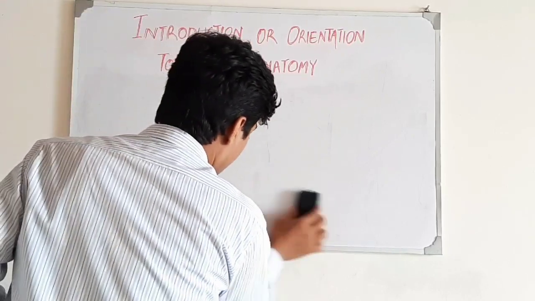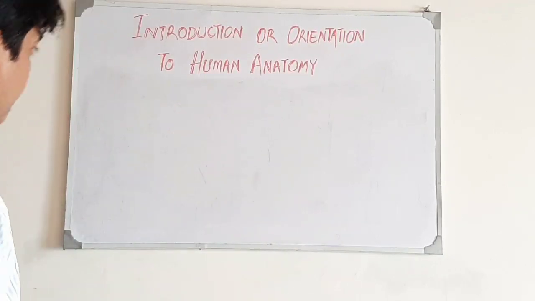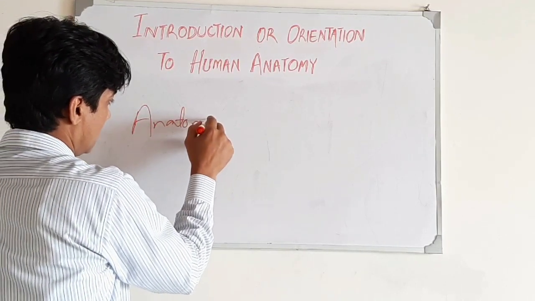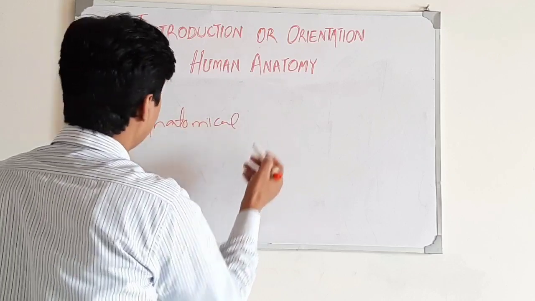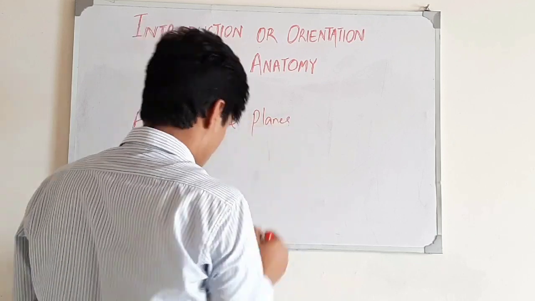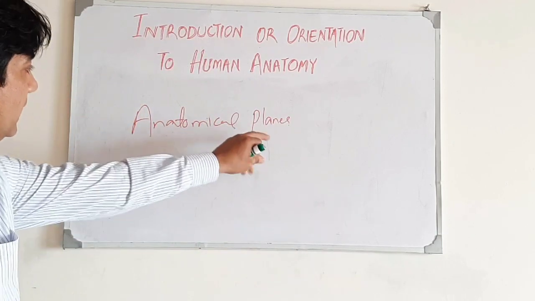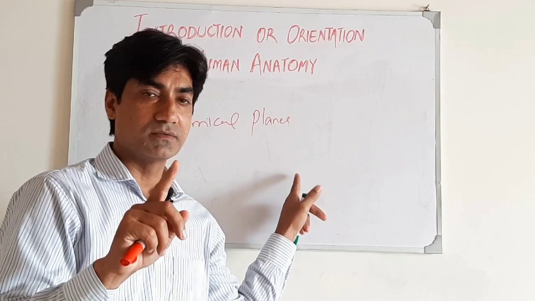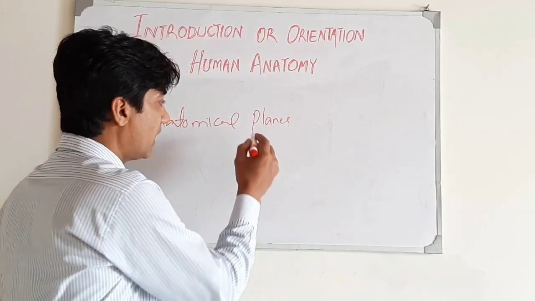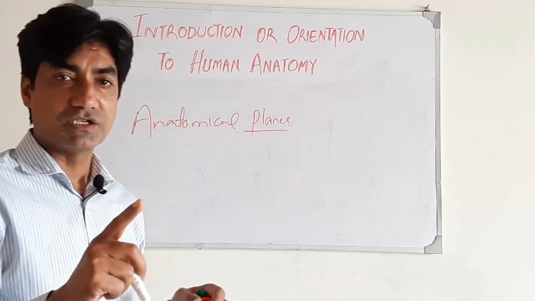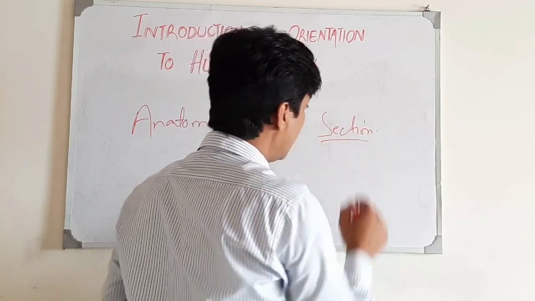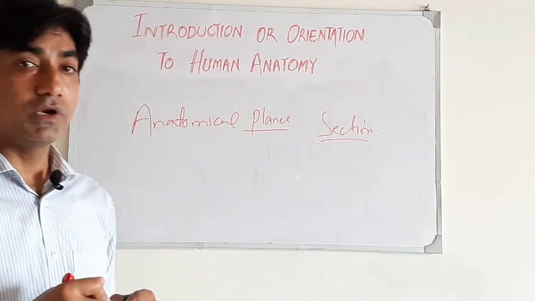Now we are moving towards the anatomical planes. What is an anatomical plane? After anatomical position, we will discuss anatomical planes. Anatomical planes are the planes or sections, the cuts used to describe the human anatomy. But planes are the imaginary cut, and sections imply a real cut to describe the human anatomy.